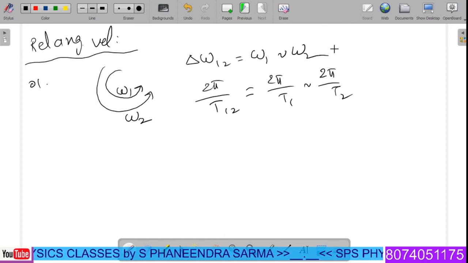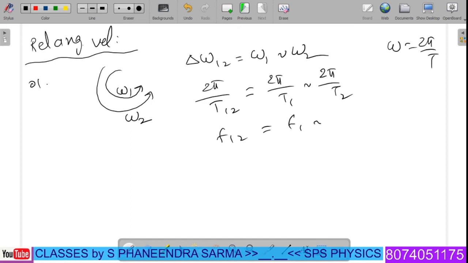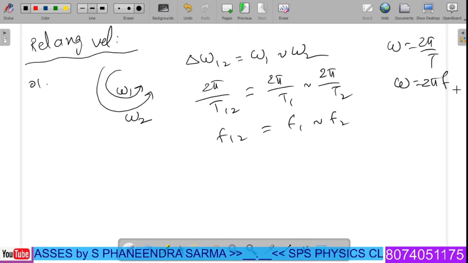Here, the formula for angular velocity, omega equal to 2 pi by T, is a standard formula. I am using that concept. And the frequency f12 is equal to f1 minus f2, you have to write. Omega is equal to one more formula, 2 pi into f, where f is frequency, which is nothing but the inverse of the time period of rotation. These are standard formulas.